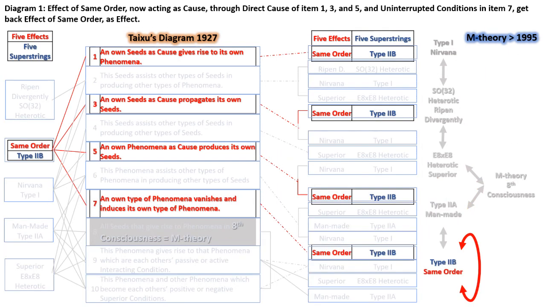Diagram 1 shows effect of same order, now acting as cause, through direct cause of items 1, 3, and 5, and uninterrupted conditions in item 7, get back effect of same order, as effect. Effect of same order is type 2b string, and that is why type 2b string is dual back to itself. As mentioned, type 2b string is the most important because it is from direct cause.